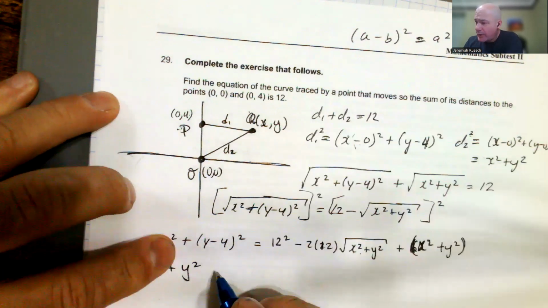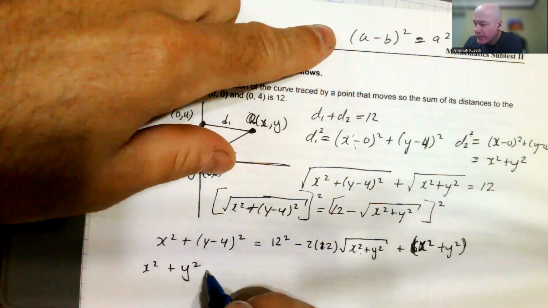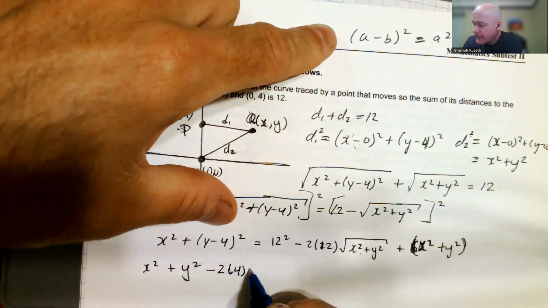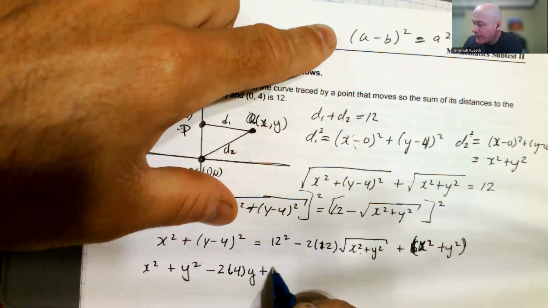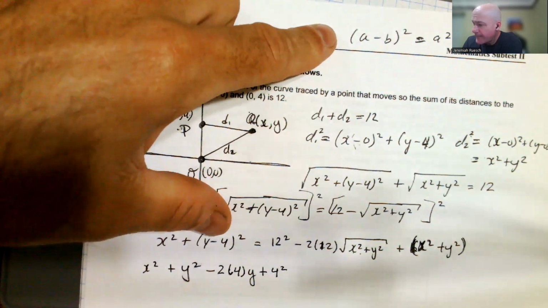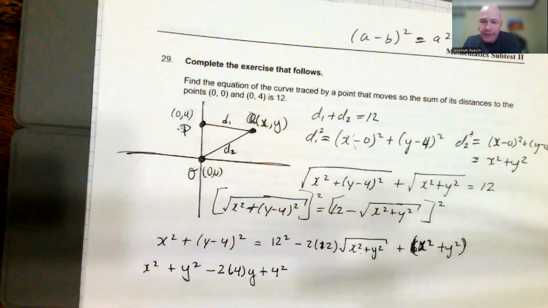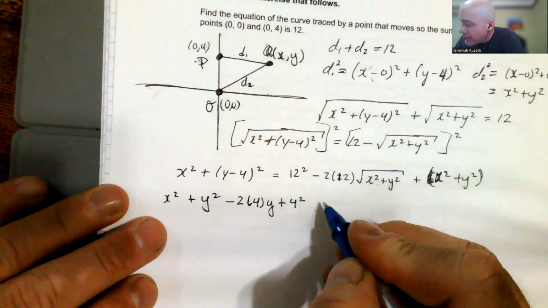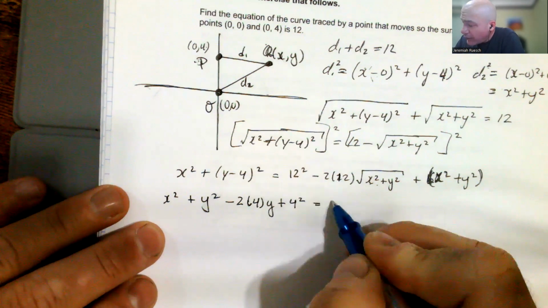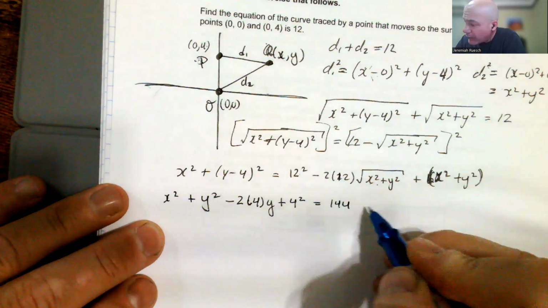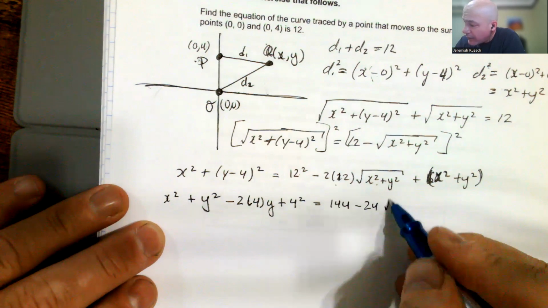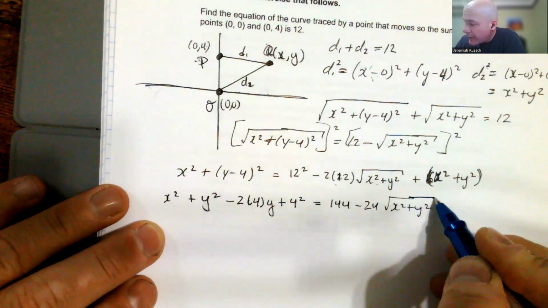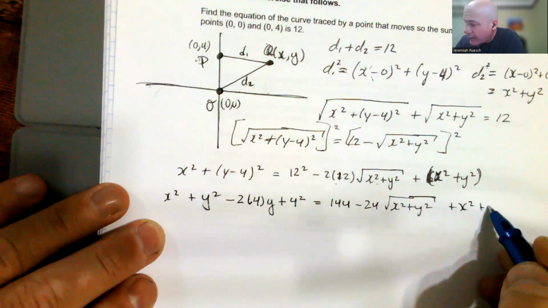Okay, so it's going to be y squared. That's the a term, and now minus 2 times 4 times y plus 4 squared. Okay, so that's the same exact relationship here. So you can see that it's very helpful to have that in multiplying these out. Okay, and so 12 squared is 144, and then this is minus 24, 2 times 12, square roots of x squared plus y squared, plus x squared plus y squared.